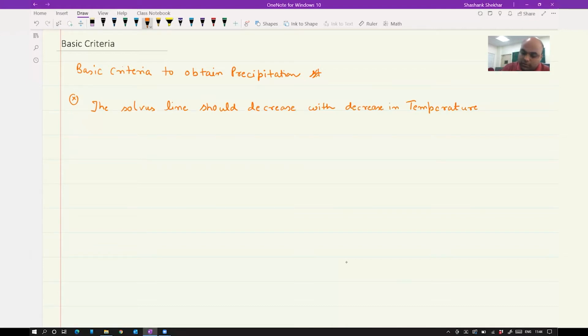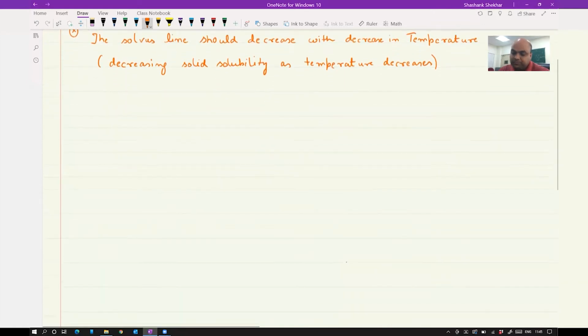This also means decreasing solid solubility as temperature decreases. So let's understand this with a phase diagram. Let me draw a phase diagram now.